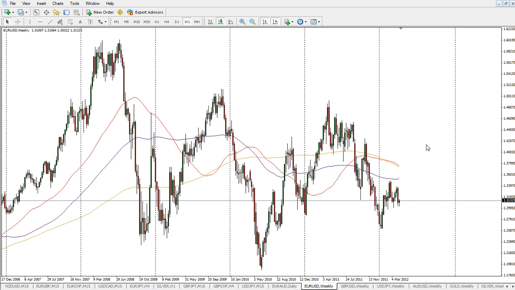For any new followers, basically what I'll be doing is going through price action, technical analysis, the main forex pairs. So today I'll be going through euro dollar, cable, dollar yen, Aussie dollar, US dollar, and I'll have a look at gold and I'll have a look at silver because I haven't looked at silver in a few weeks.